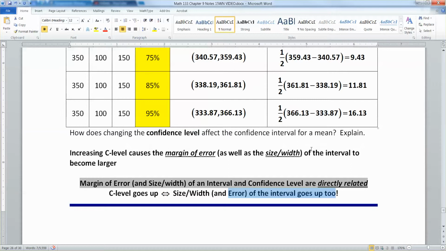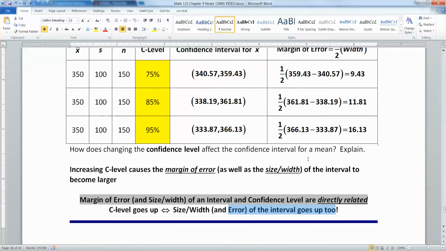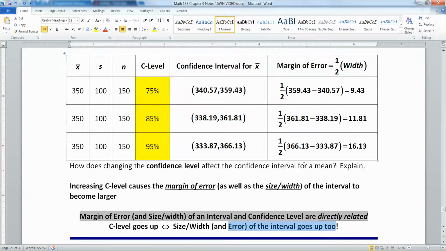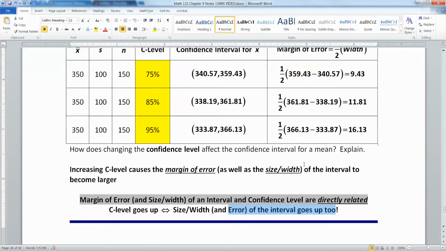All right, we're all done with that section. We've seen how to find sample size calculations, and then we've also seen how both sample size and confidence level affect a confidence interval's size and margin of error.